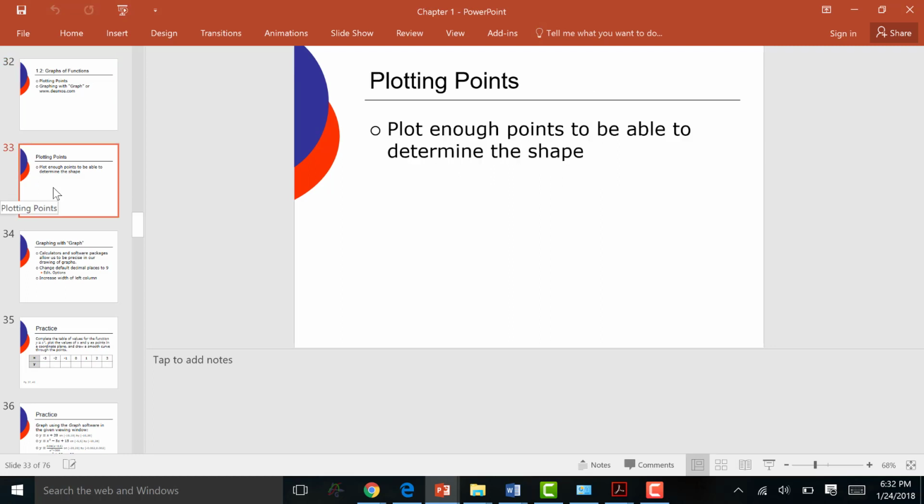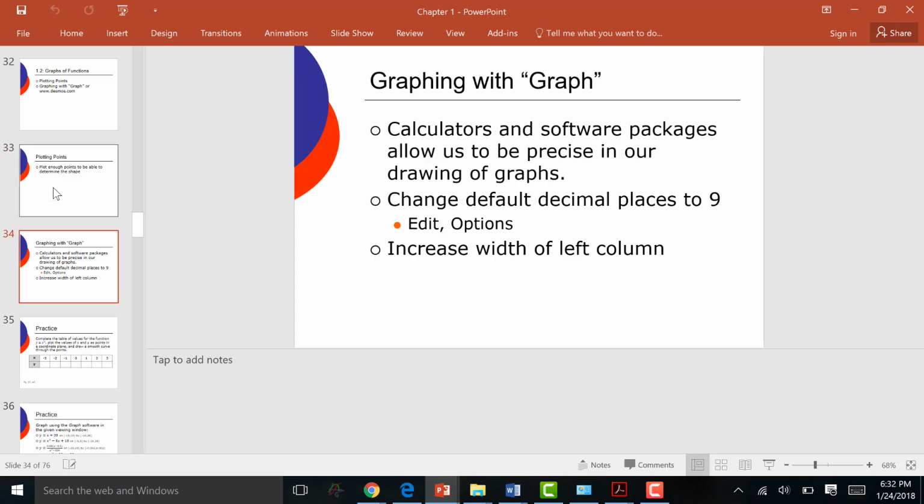We want to be able to plot the points and determine the shape that you're going to see with the points that you've plotted on the screen. So here, we're going to use Desmos. The graphing tool that the department uses is called Graph. I do not use Graph, but if you use Graph and you like it, that is perfectly fine.